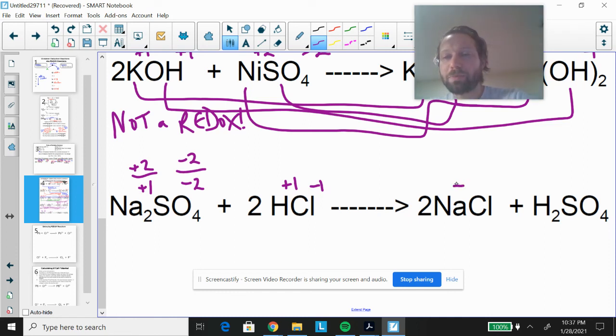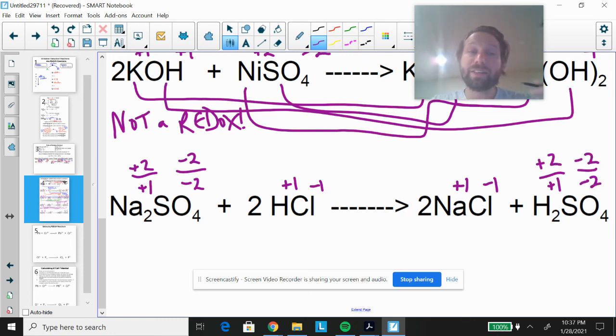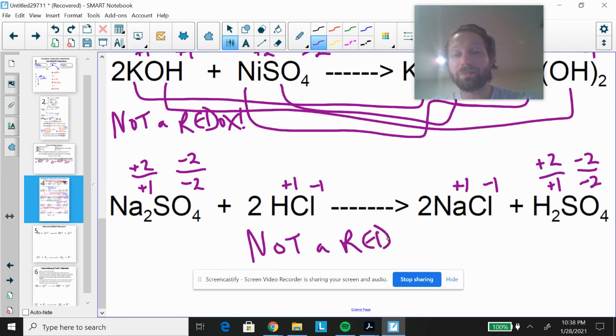So Na is a +1, Cl is a -1, hydrogens are +1, but there are 2 of them, so it's +2. Sulfate is a -2, there's only 1 of them. And this is again an example of something that is not a redox.